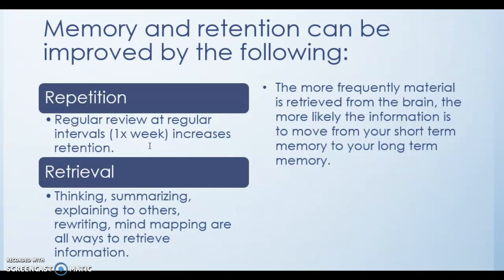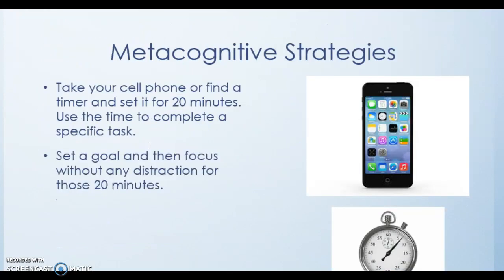And so a practical way to apply these concepts of repetition and retrieval to help you remember information is to use the cell phone method or the timer method. What you do is you just take your cell phone or a timer and you set it for 20 minutes. And you decide in those 20 minutes what you hope to accomplish. You make it something that's measurable and realistic.